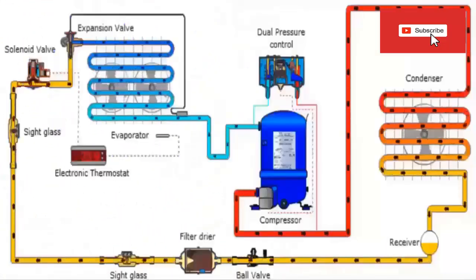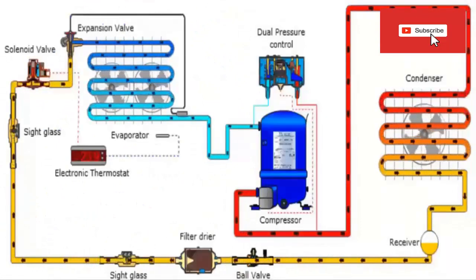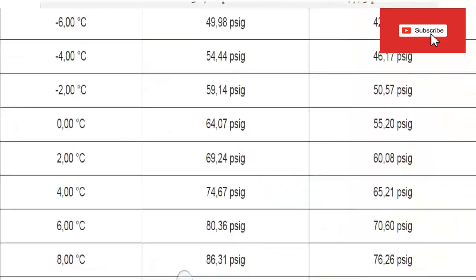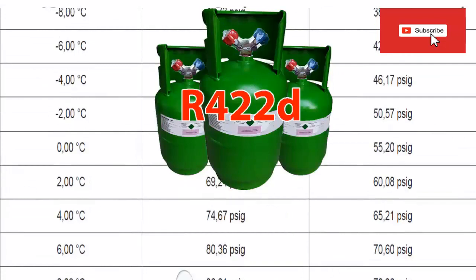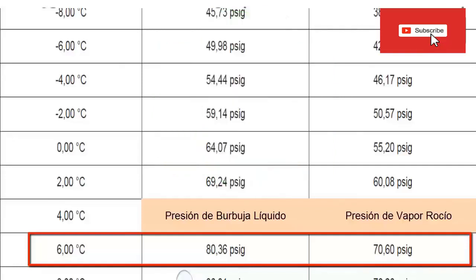To take this slippage into account, we are going to carry out the following analysis. Thus, for example, for an evaporator temperature of 6 degrees, according to the table, there are two pressure values. Liquid pressure or manometric bubble pressure equal to 80.36 psig and steam or dew pressure of 70.60 psig. At this moment the question arises, which pressure to select to work?